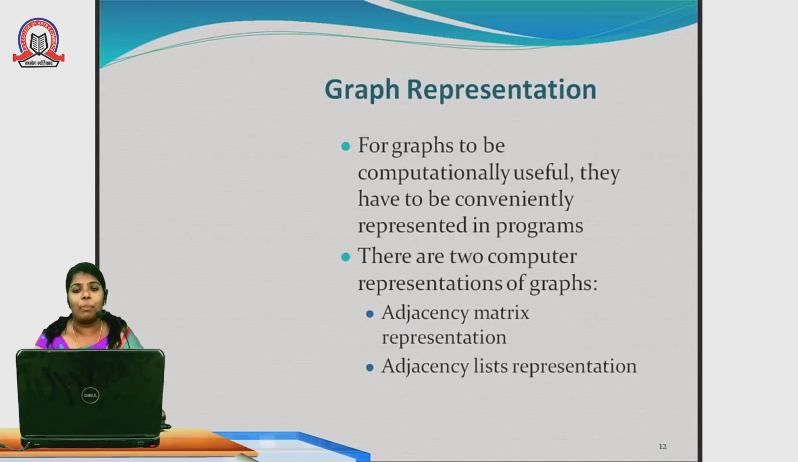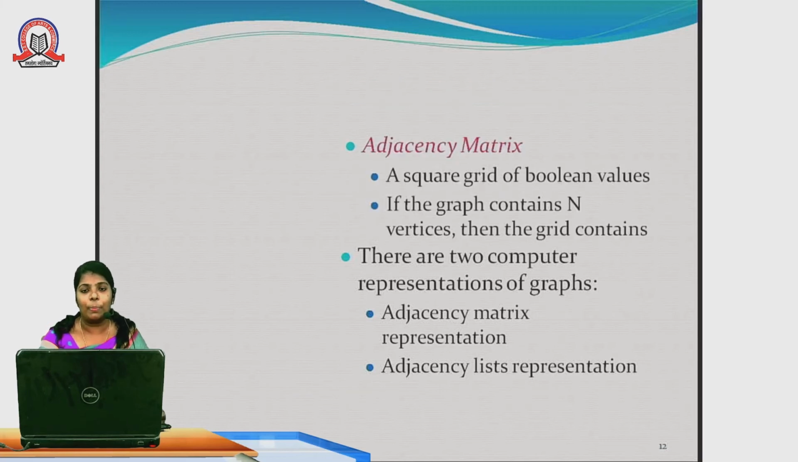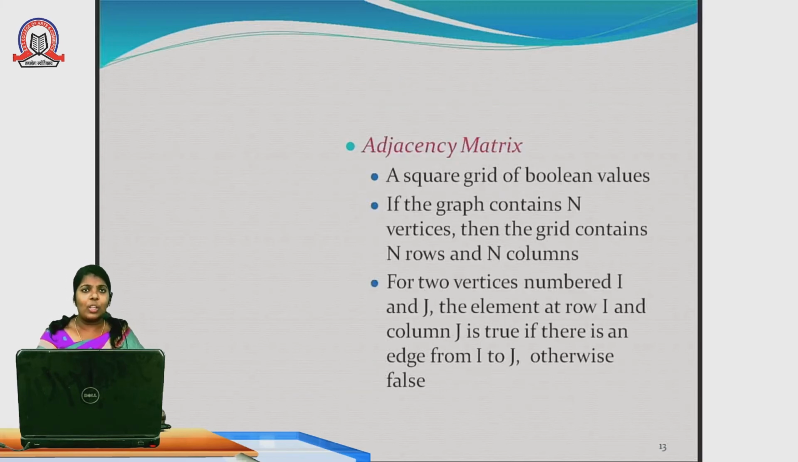So how can we represent a graph? For graphs to be computationally useful, they have to be conveniently represented in a program. We can represent the graph in two ways. One is the adjacency matrix representation. Another one is the adjacency list representation.